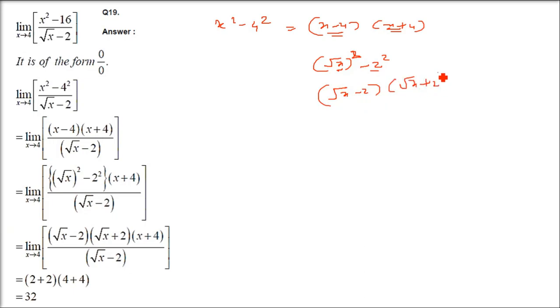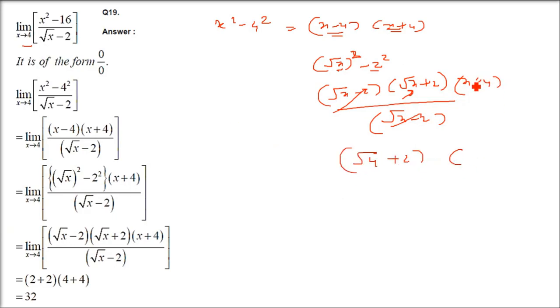Okay, root x minus 2, root x plus 2. And then you have x plus 4 already there. And in the denominator you have root x minus 2. So just cancel these two. You have root x plus 2 and x plus 4. And now put x as 4. Root 4 is 2, so 2 plus 2, and 4 plus 4 is 8. So you have 2 plus 2, that is 4, and 4 times 8 is 32. That will be the answer.